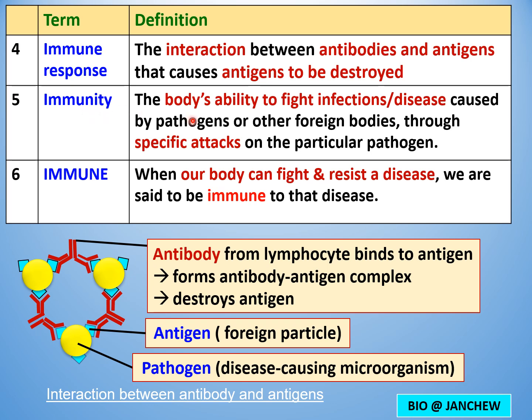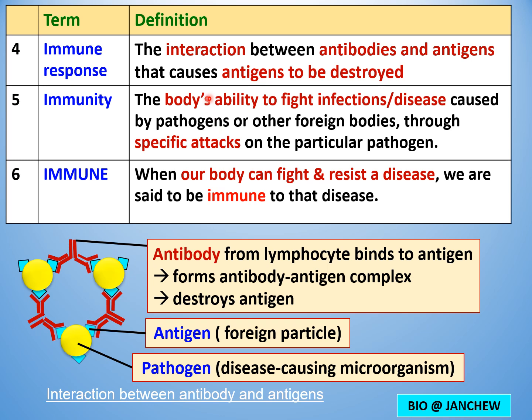Now, immunity is the body's ability to fight infections or disease caused by pathogens and other foreign bodies through specific attacks on that particular pathogen. Specific attacks on the particular pathogen mean the production of antibodies that will bind to the antigens and then destroy the antigen. In that way, they destroy the whole pathogen.